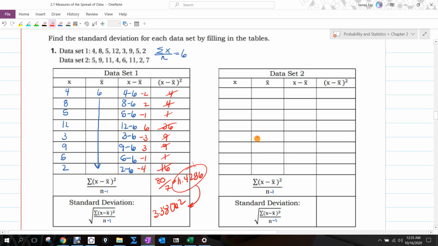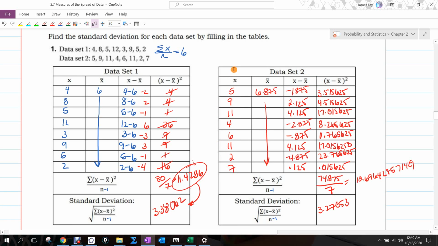Okay, now what I want you guys to do right now is pause the video and construct data set 2 and see what you come up with. Okay, and then hit play again and I'll have all this filled in for us.